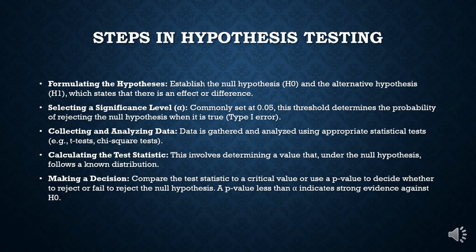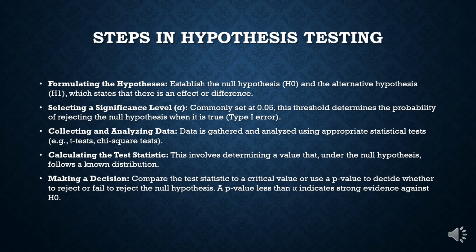Third step is collecting and analyzing data. Data is gathered and analyzed using appropriate statistical tests, example t-tests and chi-square tests. Fourth step is calculating the test statistic. This involves determining a value that under the null hypothesis follows a known distribution.